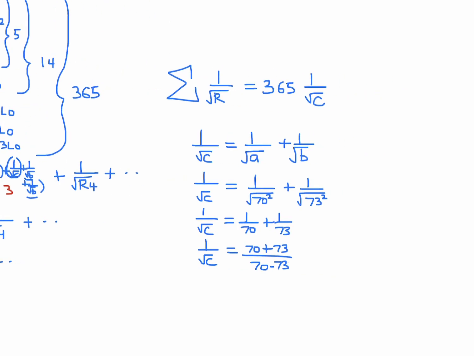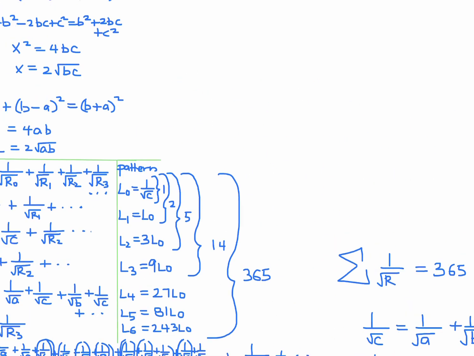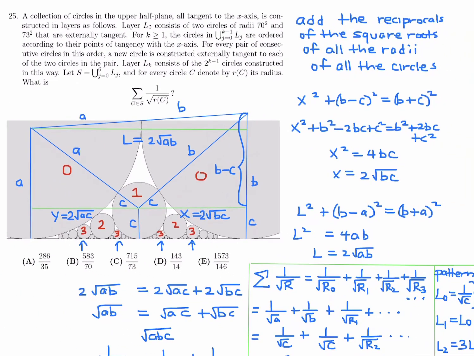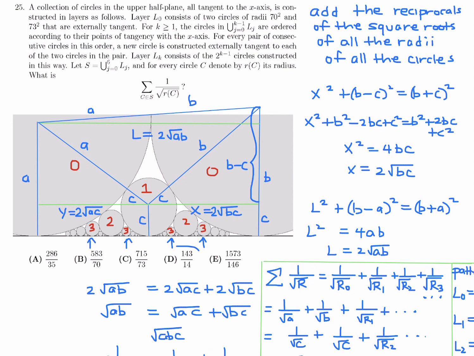Okay, great. So now we can finally figure this out. So it's going to be 365 times 143 over 70 times 73. And when you reduce that to lowest terms, you get 143 divided by 14. 143 divided by 14 is the answer to this very difficult question. And that is choice D.